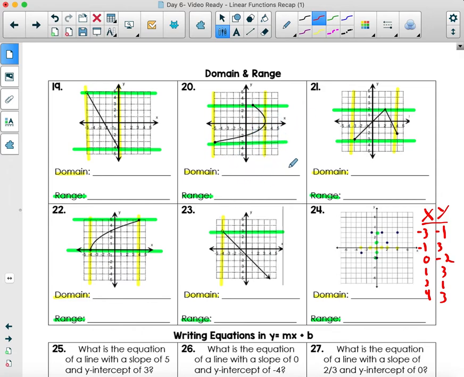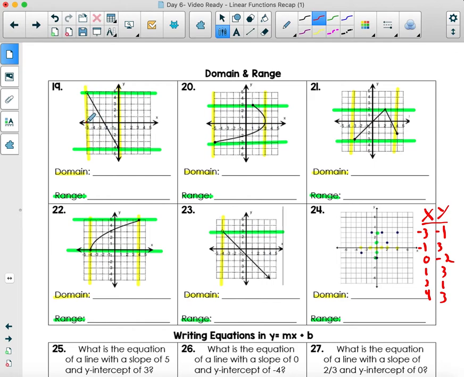I'm only going to do a few of them to leave you some to practice with. But remember, your domain is your x values and your range is your y values. And it really is about boxing in your graphs. So if you look at this first one, my domain is my left to my right boundary.